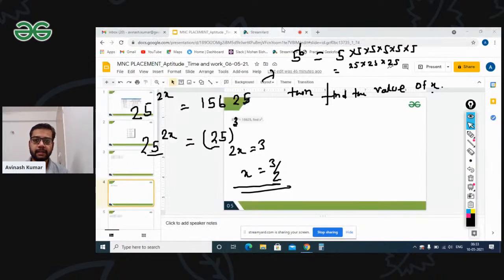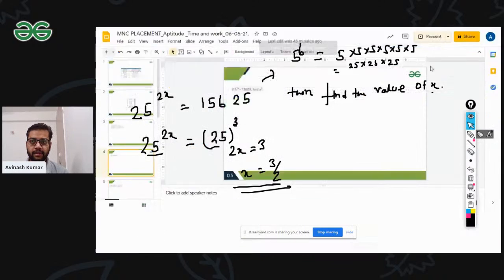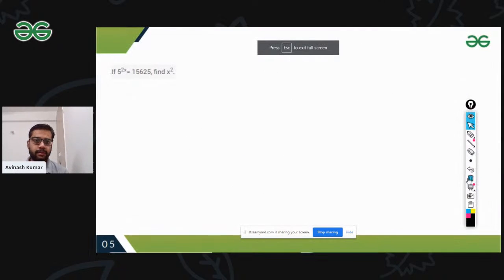Who got the answer correctly? x is equal to 3 by 2. Karthik, good. Amit, not 3, it's 3 by 2. Now, is this question clear to you guys?